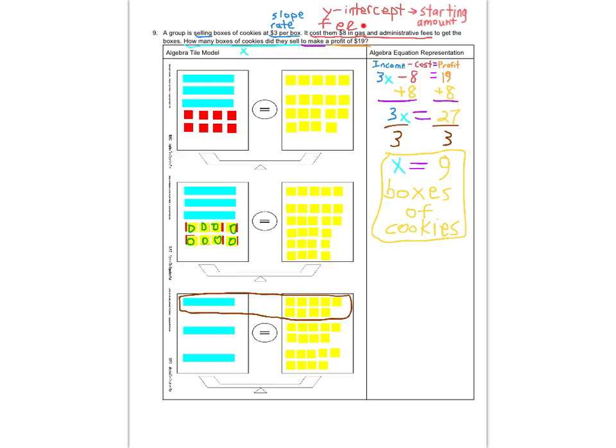You pay $8 no matter what. Even if you don't sell any cookies, you'd have to pay $8. That's that starting amount. You're starting $8 below making money. Then we make money by selling boxes at $3 per box. Those two things together is our total profit.